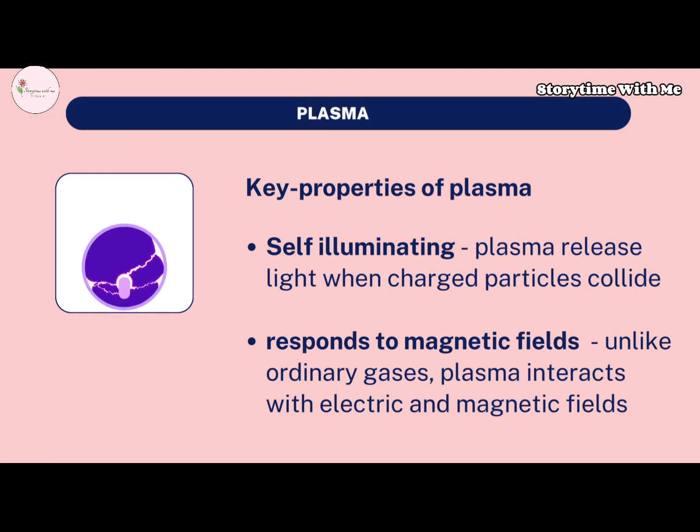Key properties of plasma. Self-illuminating: plasma releases light when charged particles collide. Responds to magnetic field: unlike ordinary gases, plasma interacts with electric and magnetic fields.